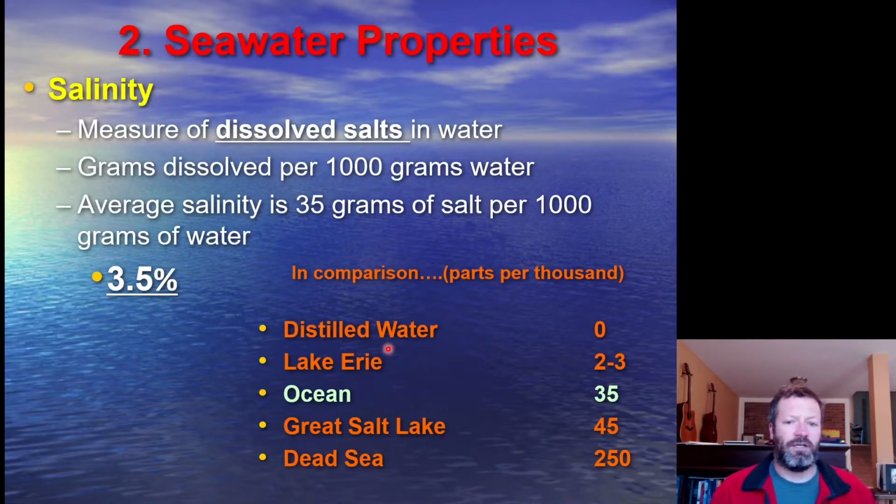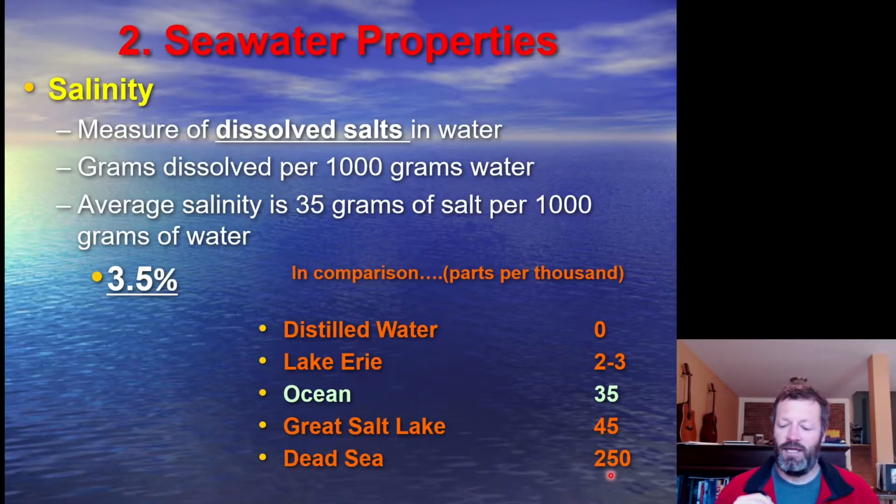The Great Lakes are actually slightly salty, right? They're about 2 to 3 parts per thousand. Regular ocean water is 35 parts per thousand. And then the Great Salt Lake in Utah is 45 parts per thousand. And finally, the Dead Sea in Israel and Jordan is about 250 parts per thousand. So it is 1/4 salt.